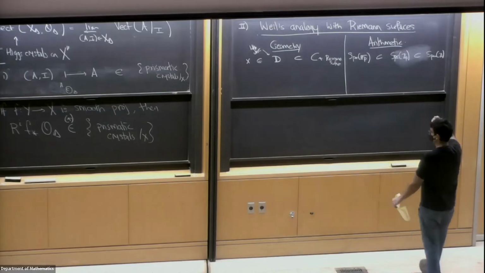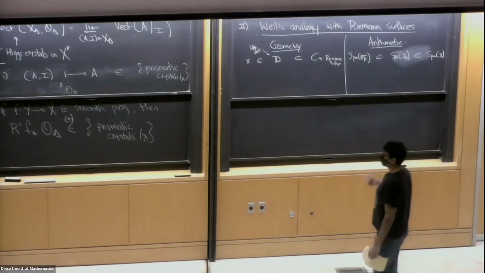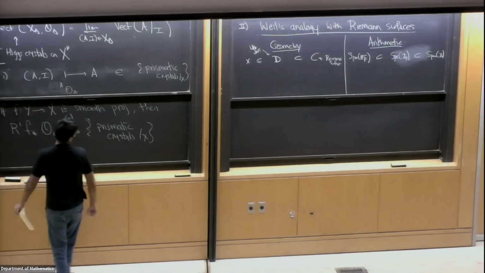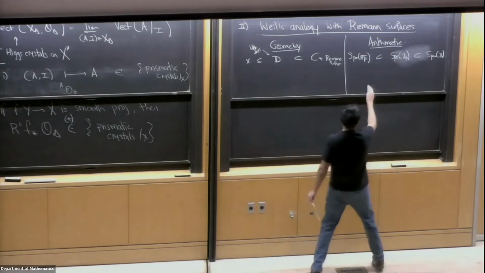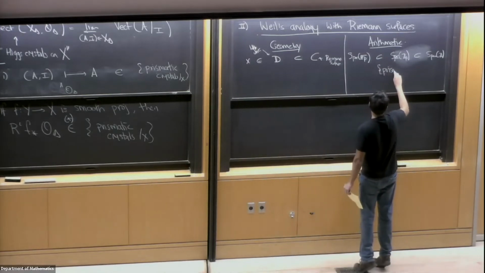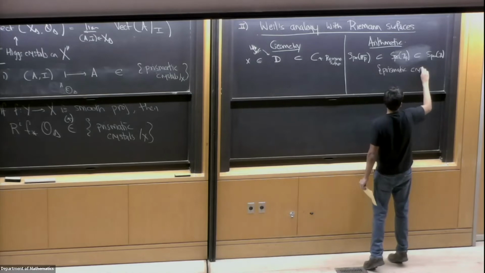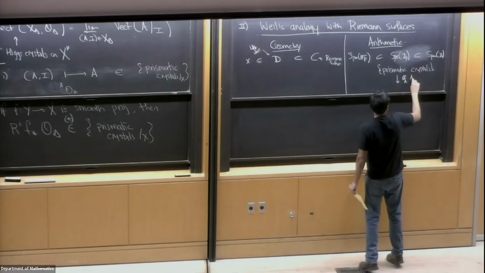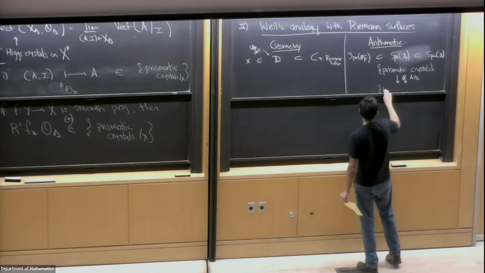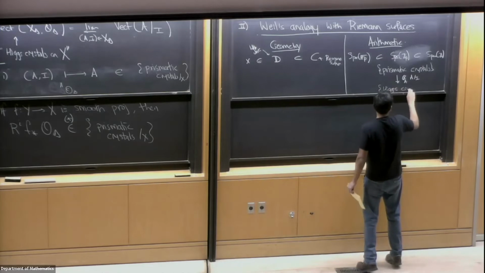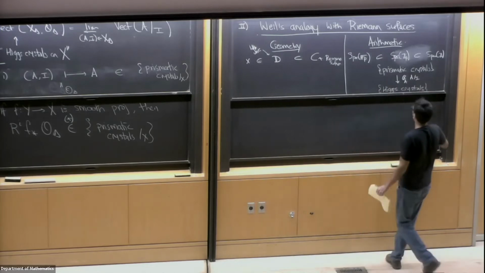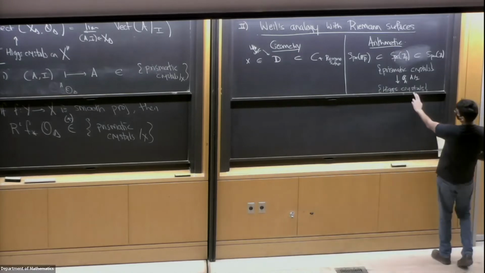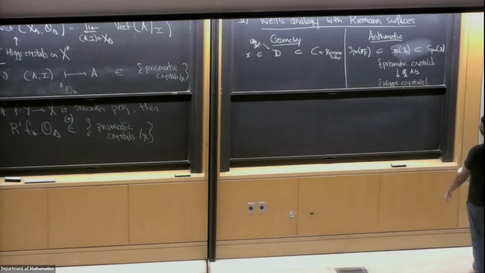And then in this analogy, what I want to do is tell you what the relation between 1 and 2 looks like on the geometric side. So over here, I have these prismatic crystals. And then I can tensor over A with A mod I, and I get these Higgs crystals. I want to explain what the counterpart of this is on the geometric side, and then I'll tell you a little bit more about what this category over here looks like once I tell you what the geometric counterpart is.